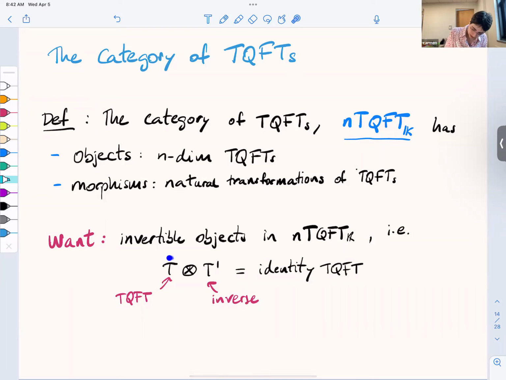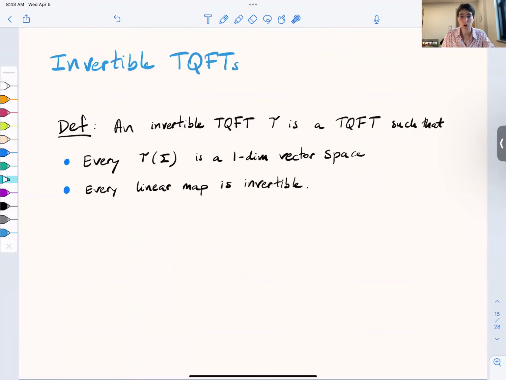Well, if I give you a certain TQFT, can I find an inverse? Can I find another functor such that, when I take this tensor product operation, I get the identity TQFT? So you do have a notion of inverse in this context. And as I said, this is important for us in our work because we want to work with invertible TQFTs. We do want this notion of TQFTs that actually have an inverse in the sense that I just mentioned.